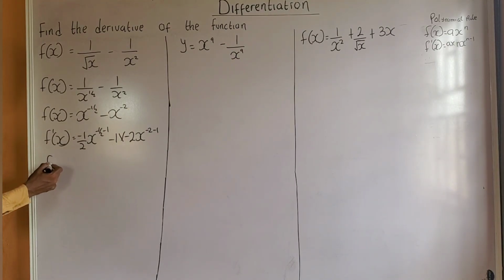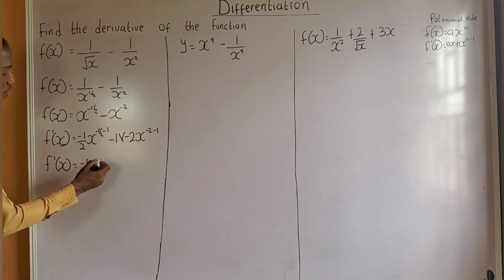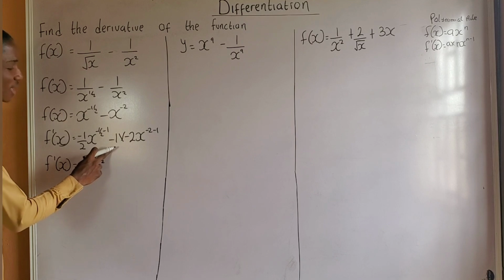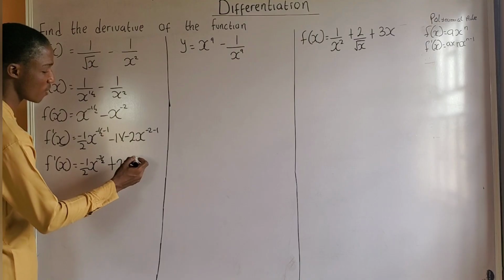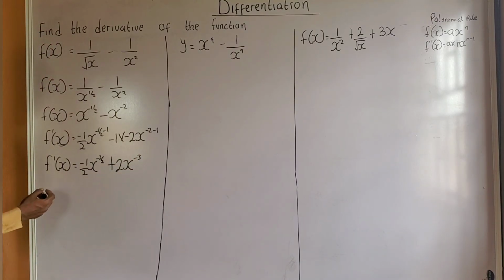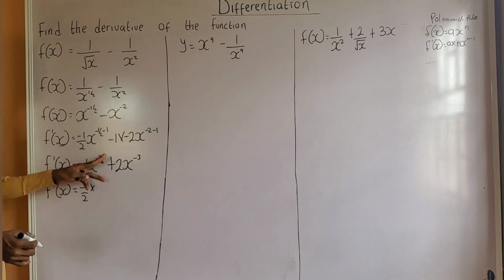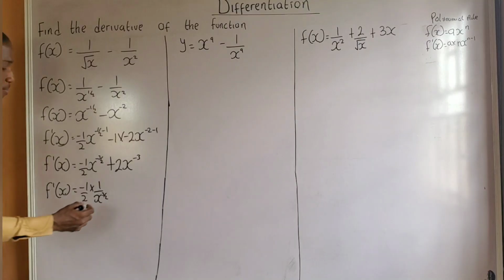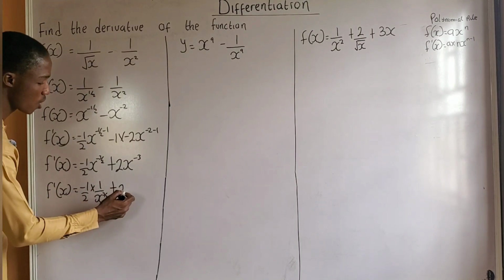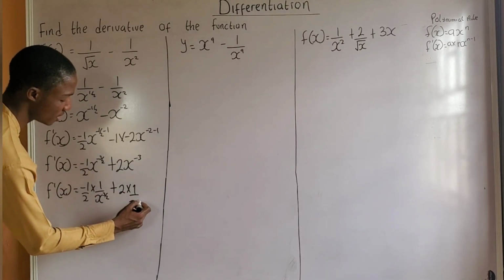Okay, having gotten to this point, the derivative of f of x is equal to negative 1 over 2 x raised to the power of negative 3 over 2 minus 1 times minus 2. What are you going to have? I'm going to have plus 2x raised to the power of minus 3. Okay, so simplify further. The derivative of f of x is equal to negative 1 over 2 multiplied by, now x raised to the power of negative 3 over 2 can be written as 1 over x raised to the power of 3 over 2. Do you understand? Plus 2 multiplied by x raised to the power of negative 3 can be written as 1 over x raised to the power of 3.